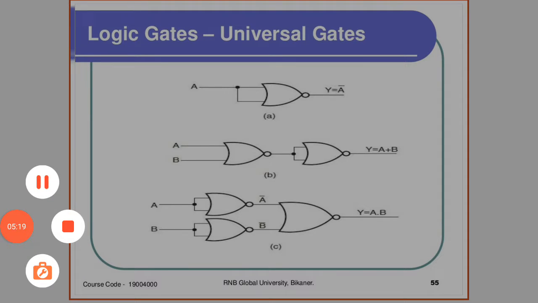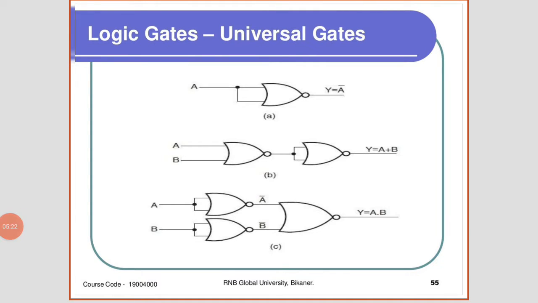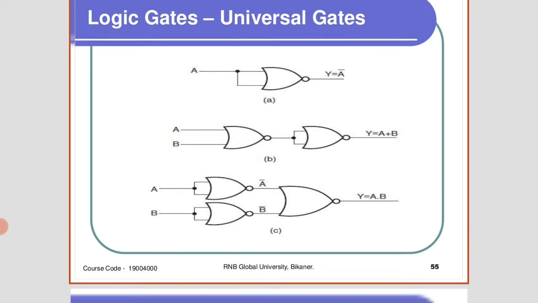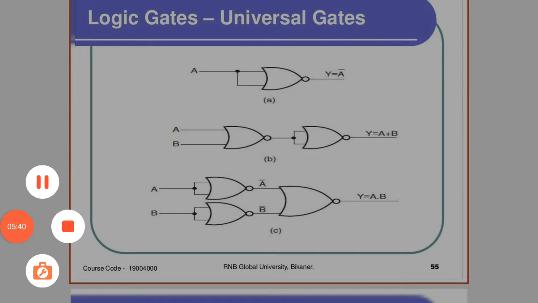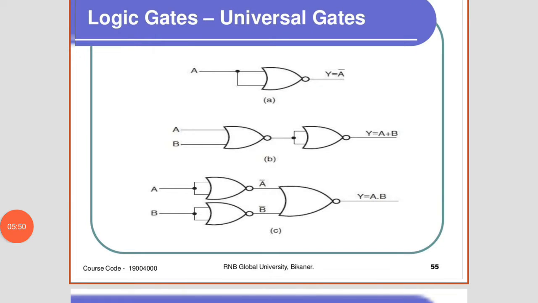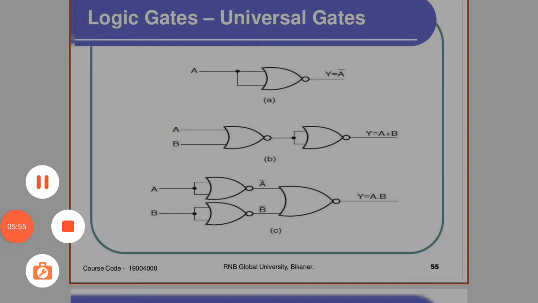In figure C, the NOR gate having input A gives output A bar. Another NOR gate with input B gives output B bar, and A bar and B bar both are the two inputs of another NOR gate. The output Y is equal to A into B. So the output which is obtained is Y is equal to A into B.